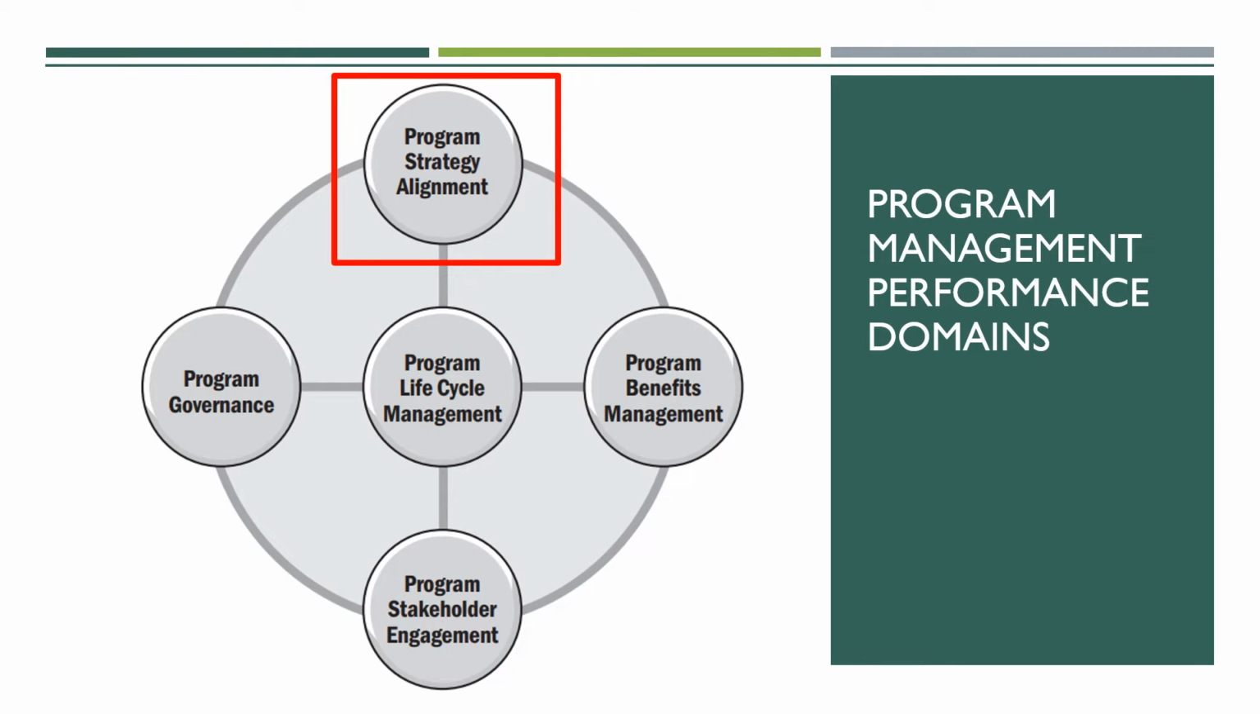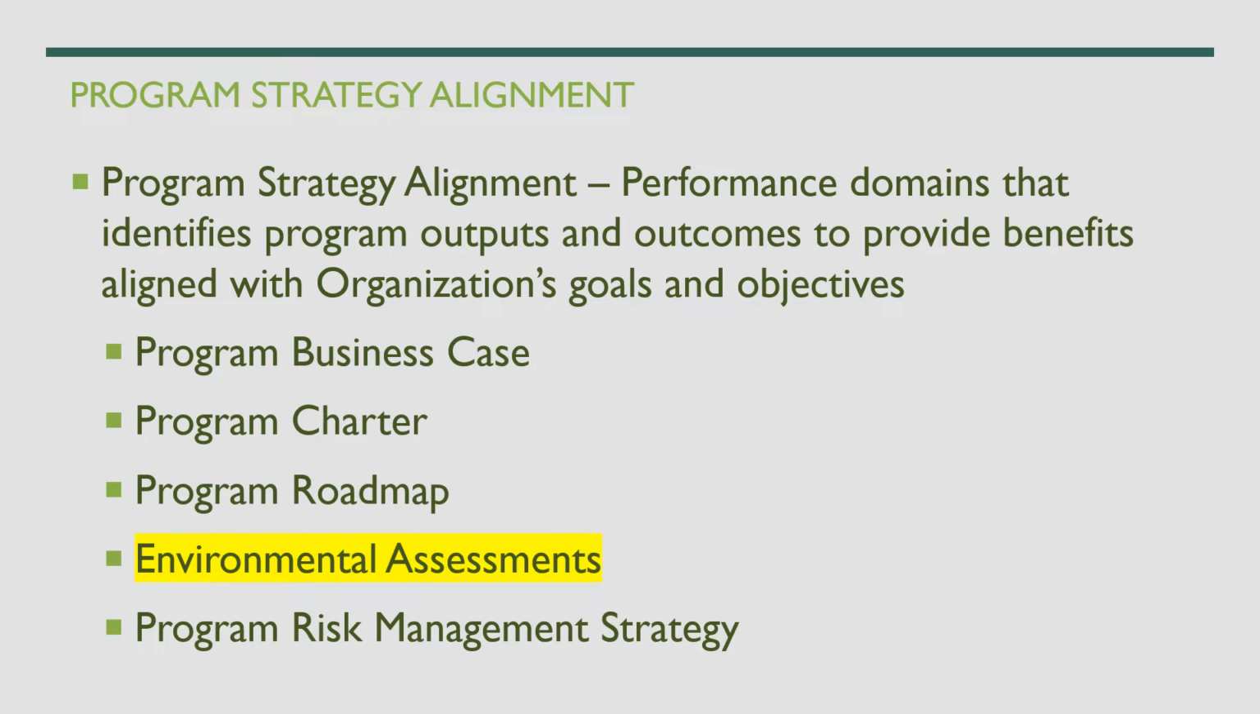In my previous video, we talked about program management performance domains. There are 5 performance domains which we already discussed, and we have chosen program strategy alignment to discuss. Program strategy alignment is a performance domain that ensures program outputs, outcomes, and benefits are aligned with the organization's goals and objectives. It has 5 major sections: business case, program charter, roadmap, environmental assessments, and risk management strategy.